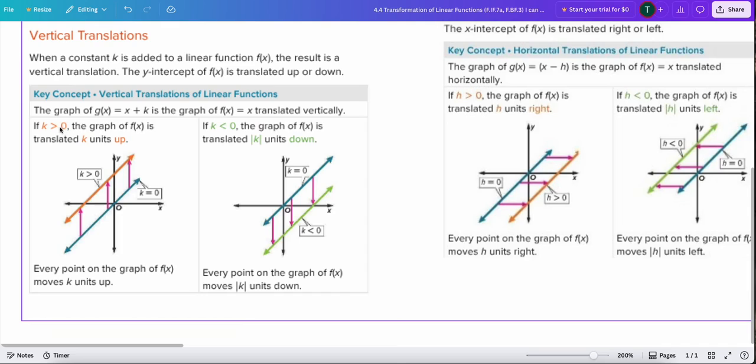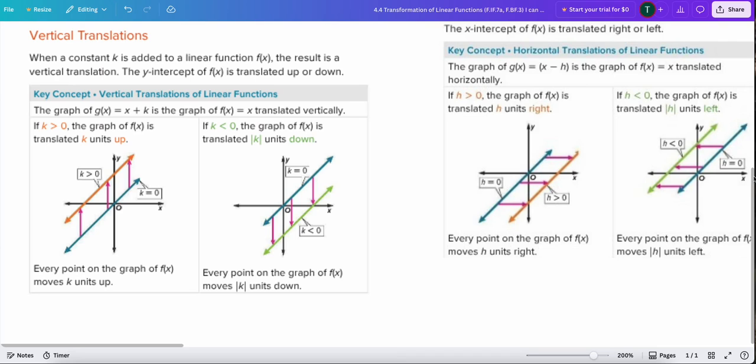Here it says if k is greater than 0, so if it is a positive number, it is going to be moving it up. If k is less than 0, so a negative number, it would be moving it down. If it's 0, it doesn't move it at all. So it's moving every point on that line by that amount of units.